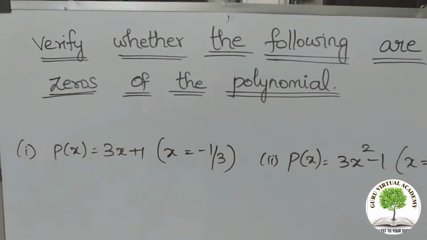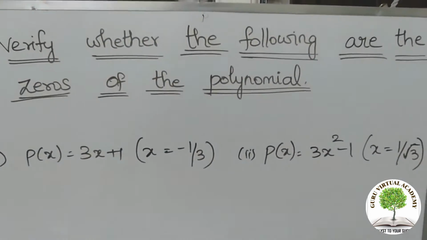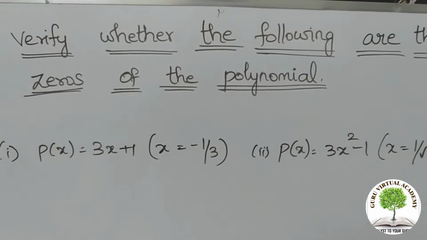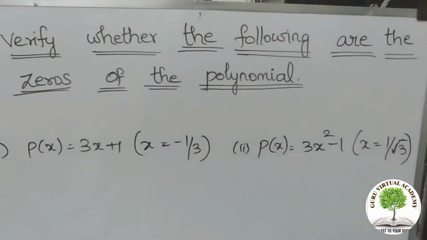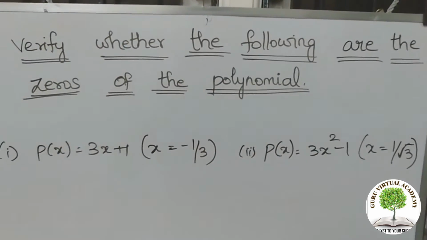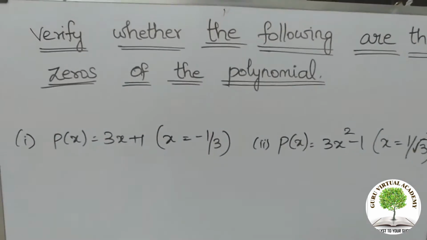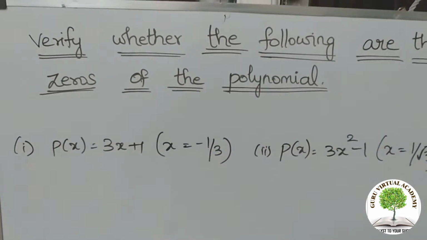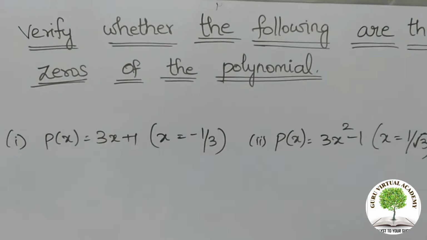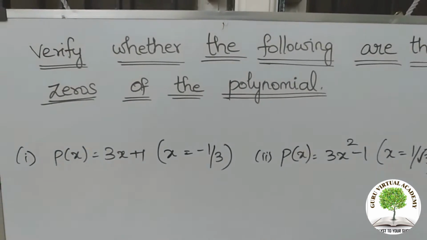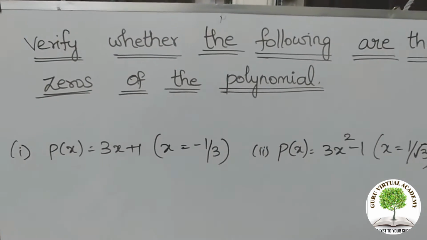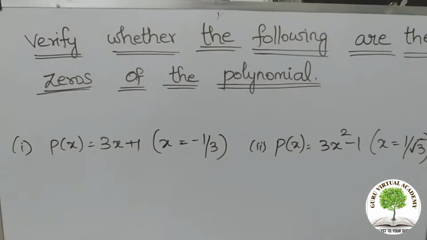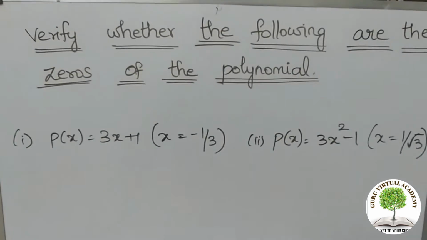So next question, verify whether the following are the zeros of the polynomial. Here also, like the previous question, they have given you the x value, but instead of finding the value, you have to check whether the given x is a 0 of the polynomial, which means you have to substitute the given x value in the expression, and if your result is 0, then the given value is a 0 of the polynomial. If not, it is not the 0 of the polynomial. Now let us learn how to solve this kind of question.